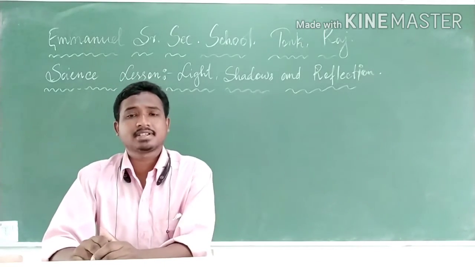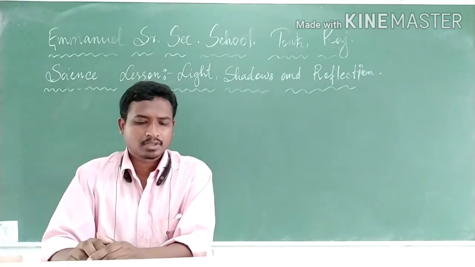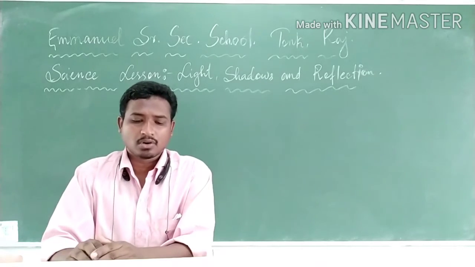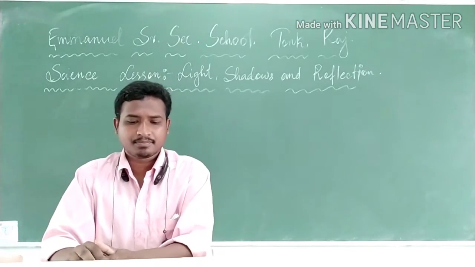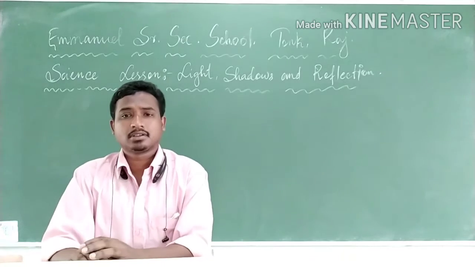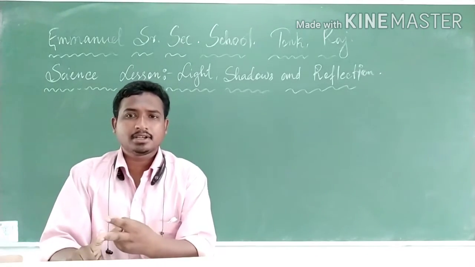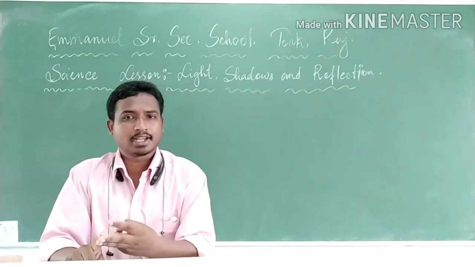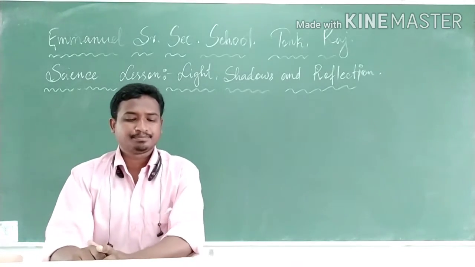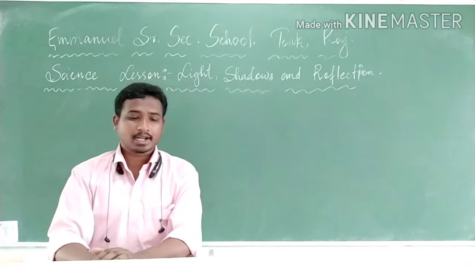For natural sources, we can see examples like the sun, stars, glow worms, etc. So these are the definitions we have seen: luminous, non-luminous, and what the sources of light are. Next we'll go to the next paragraph.